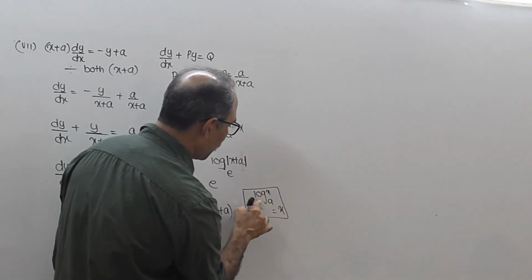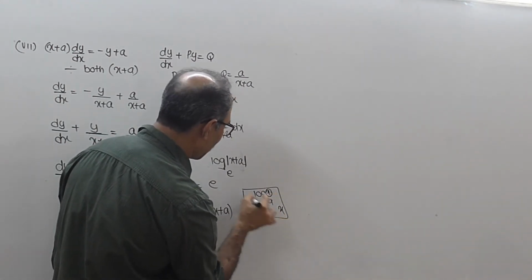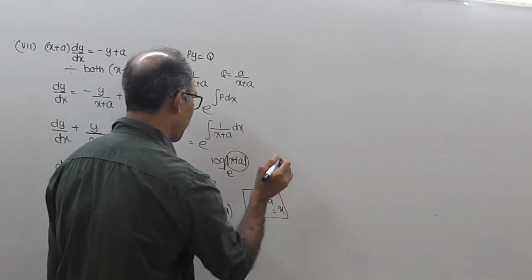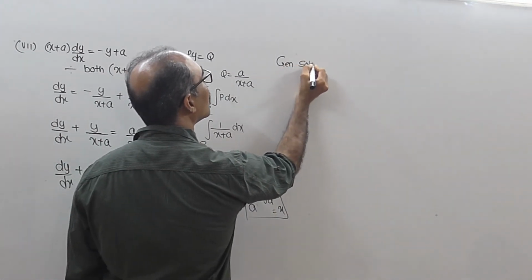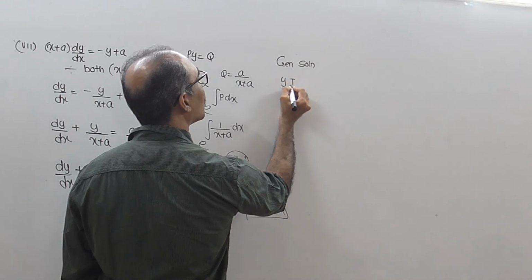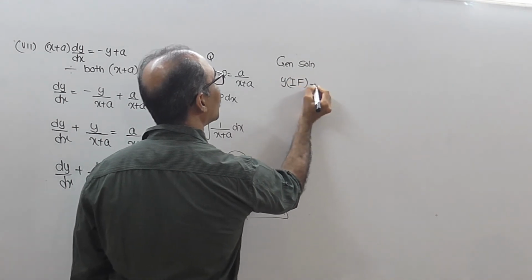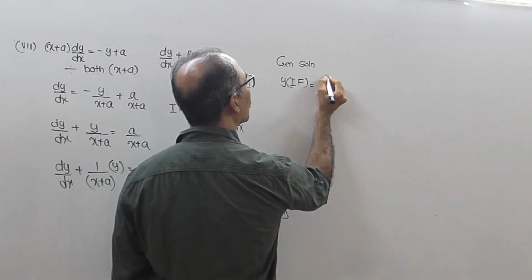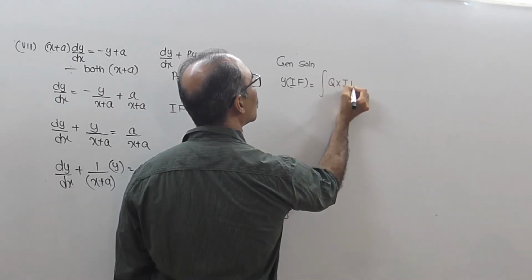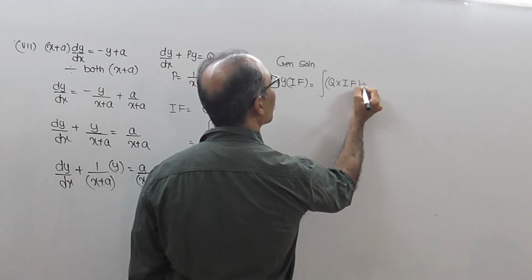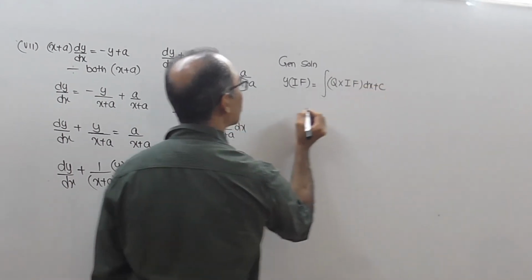इधर देखो ना, you get the answer as x. So here the answer will be x plus a. So I will say that my general solution is y into integrating factor equal to integration q into integrating factor dx and plus c.